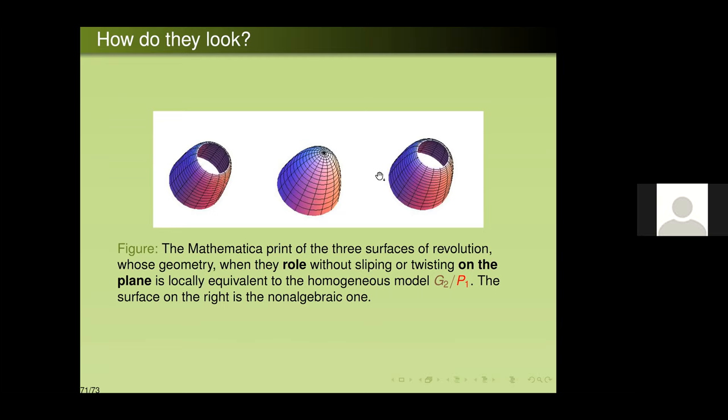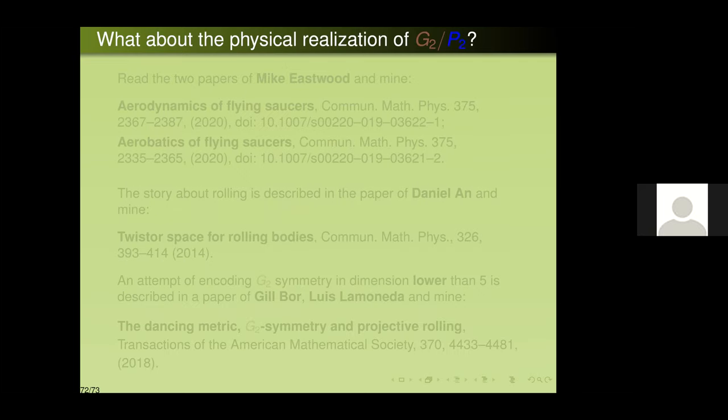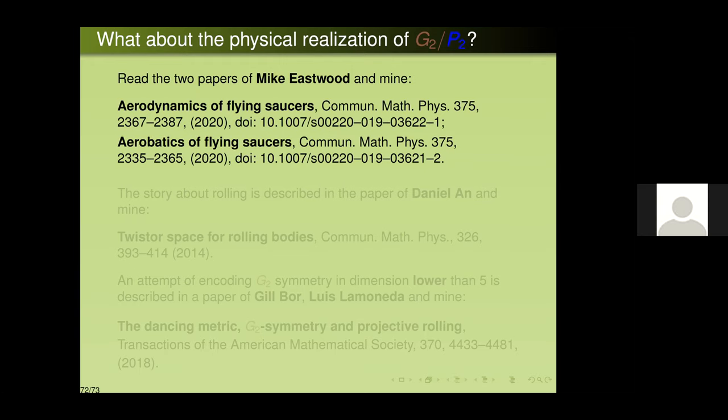And it turns out that these three also have G2 symmetry, in that the configuration space with the rolling distribution of these three bodies also has local G2 symmetry. So that's what I know. Now the question is, can I give you a story about the physical realization of this G2 by B2? The answer is yes, but I have no time for this. So if you want a mechanical realization of G2 by B2, please read my paper with Mike Eastwood.